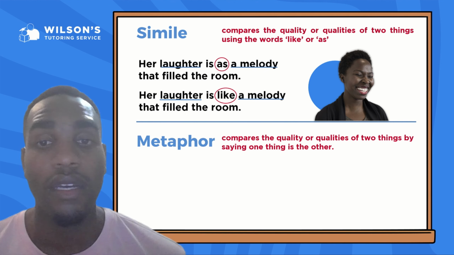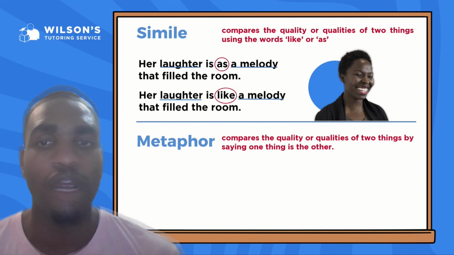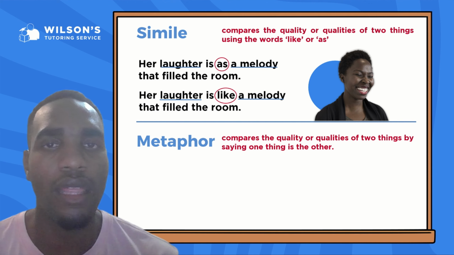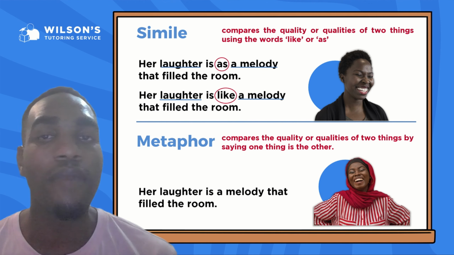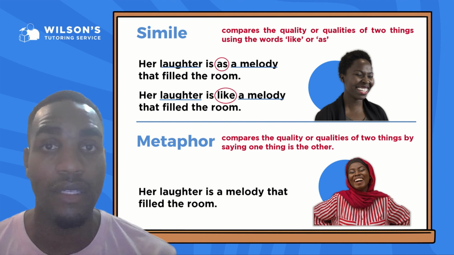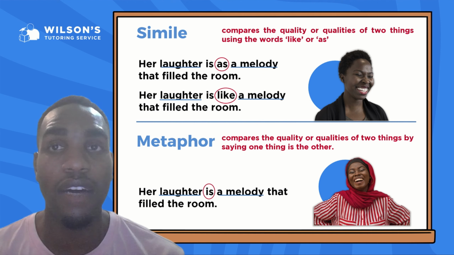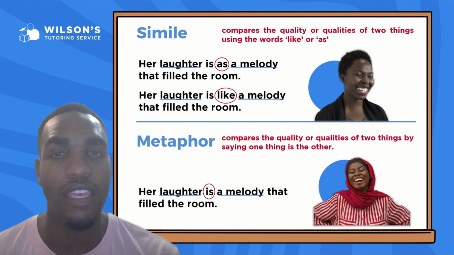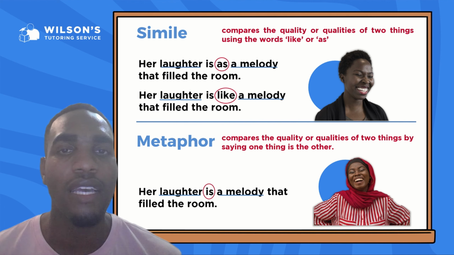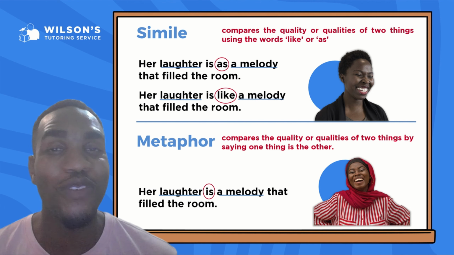A metaphor compares the quality of two things by saying one thing is the other. For example, her laughter is a melody that filled the room. Instead of using the words as or like to make the comparison, we said that laughter is a melody, therefore helping us to imagine the melodious sound of the lady's laughter.